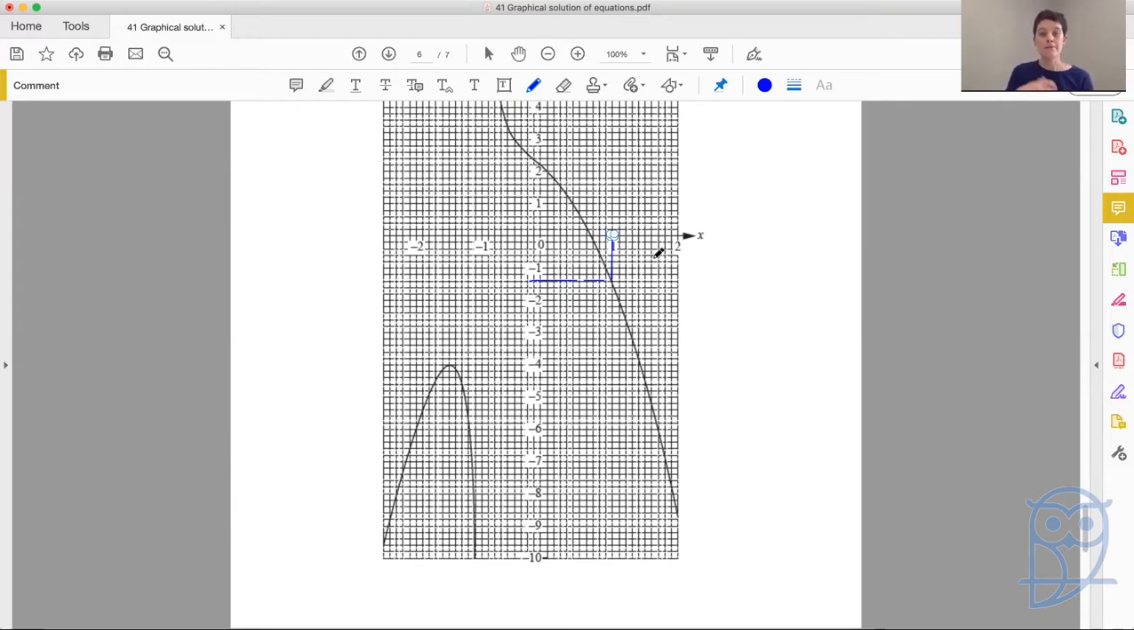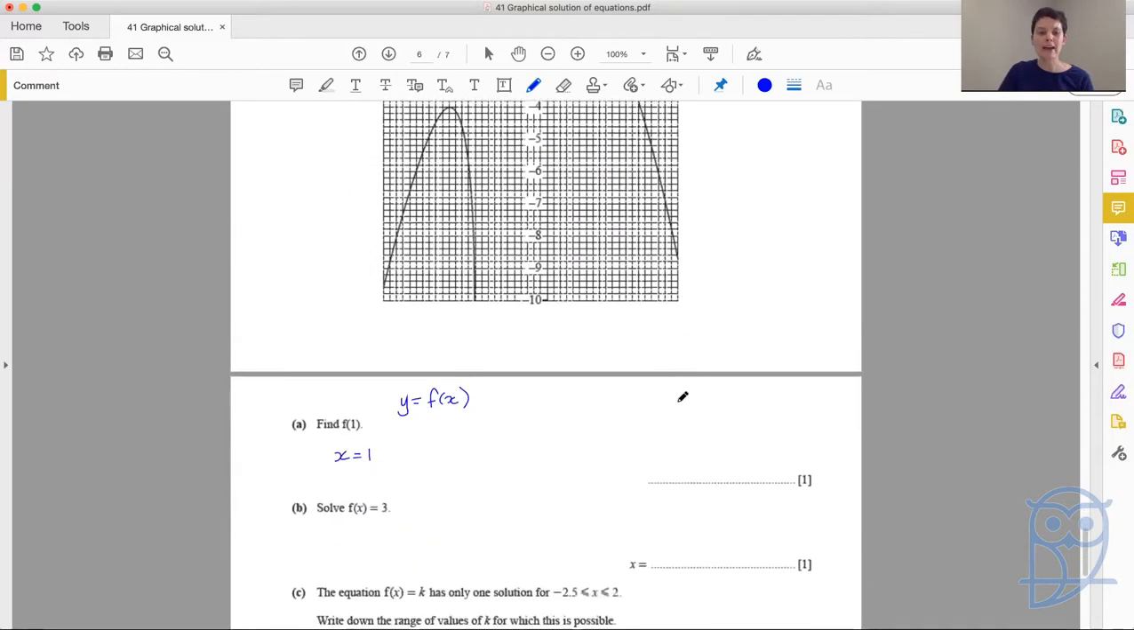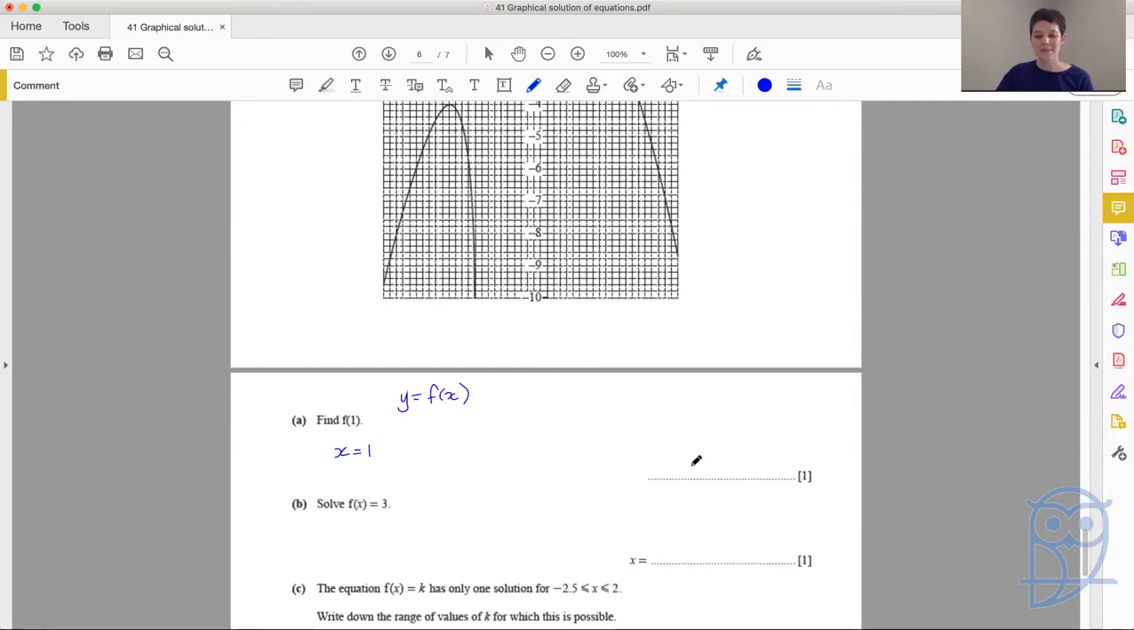So f of minus 1 is minus 1. F of 1 is minus 1.2, the value of y when x is 1. Then they tell us, solve f(x) equals 3. But remember, we know that y equals f(x).